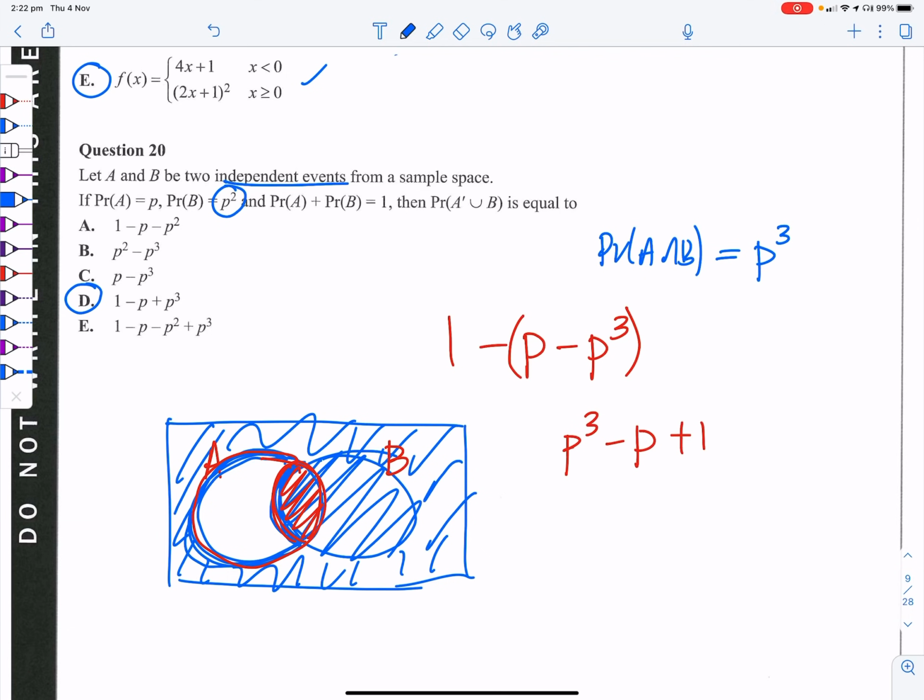So hopefully that makes sense. The probability of A not, everything outside of A, or B, which is everything inside of B, is equal to 1 minus this, and we know that that whole thing is P. If we minus where they intersect, which is P cubed, we get this area here, and the outside is 1 minus that. So P cubed minus P plus 1, yep, so that's right.